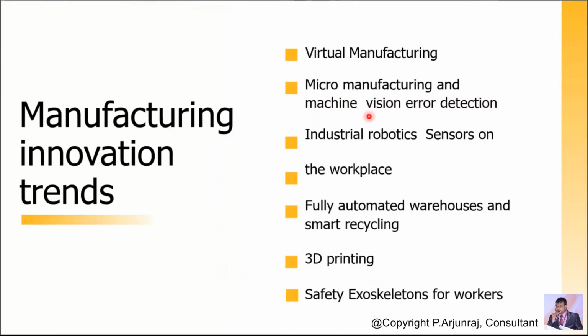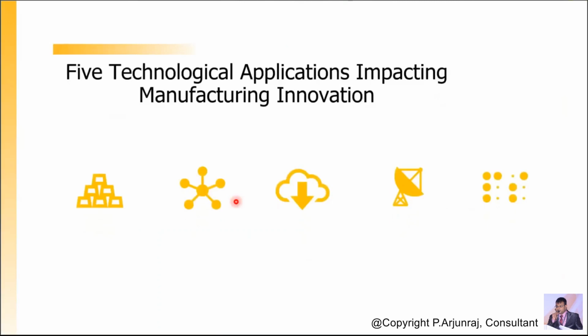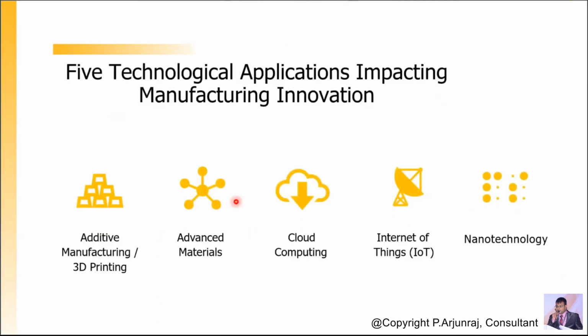These are some of the innovation trends with respect to manufacturing: virtual manufacturing, 3D printing, industrial robotics, and even this is very important, exoskeletons for your workers. So these are some of the manufacturing innovation trends happening. Sensors, and these are 5 technological applications impacting the value of manufacturing innovation. You can look at 3D printing, additive manufacturing, advanced material, cloud computing, IoT, and then nanotechnology. So these are the 5 technological applications impacting manufacturing innovation.